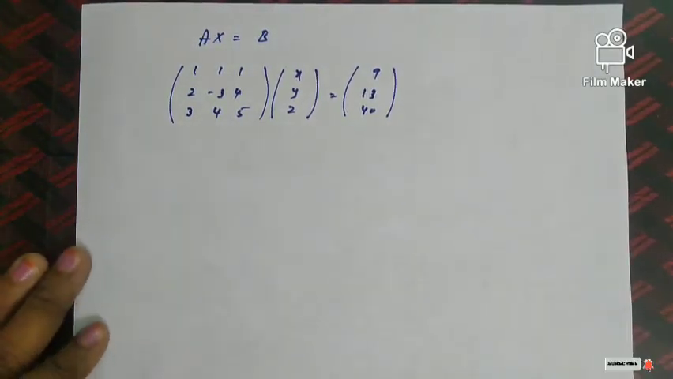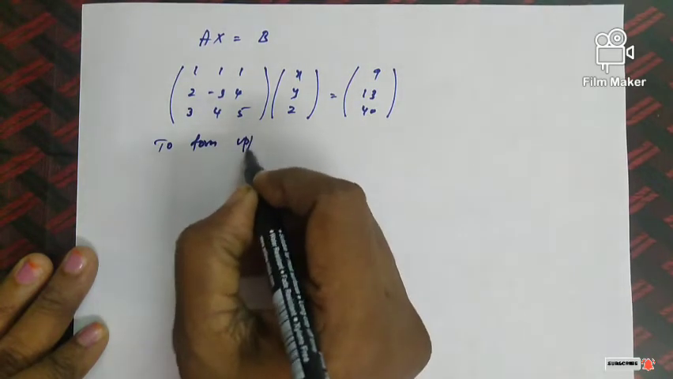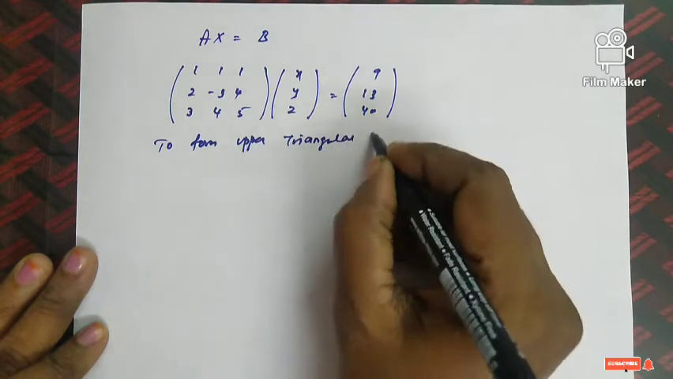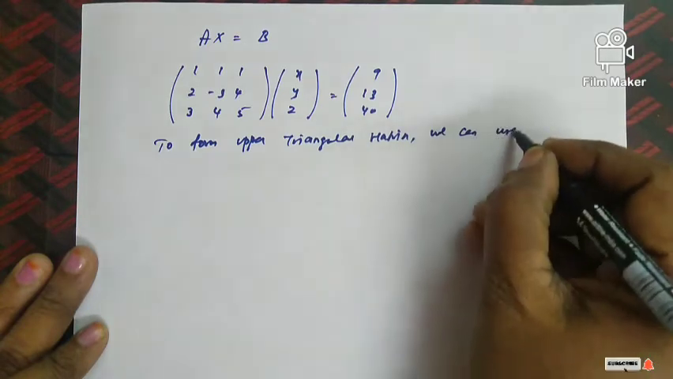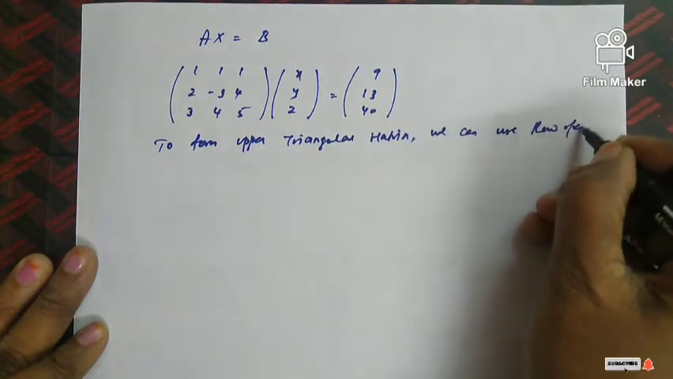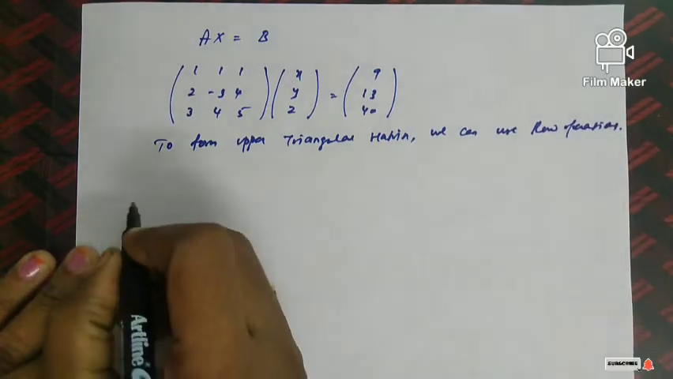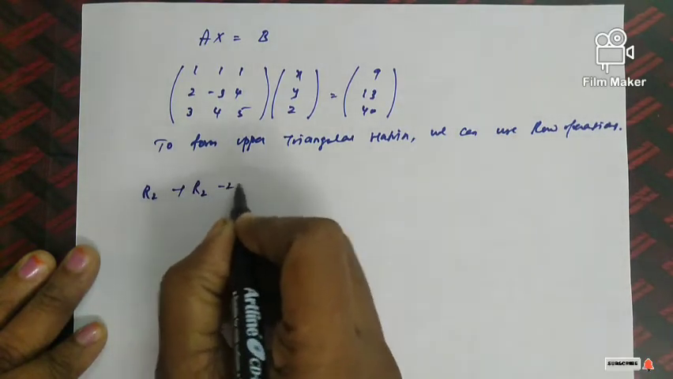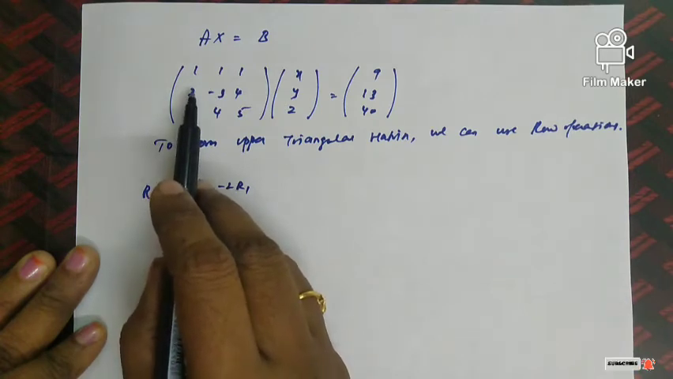So after this, what is our aim? Our aim is to make an upper triangular matrix. So to form the upper triangular matrix, we can use row operations. Okay, so the first operation I am going to do is in R2: R2 minus 2R1. So what will happen in this place: 2 is there, R2's first element is 2.